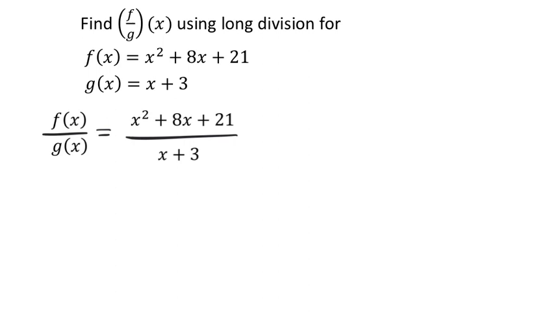So I'm going to take my x squared plus 8x plus 21, and that would go inside of the long division symbol. And then our denominator is always on the outside. Okay, now just so everyone understands, this does read x squared plus 8x plus 21, all divided by x plus 3. It's just written with long division.